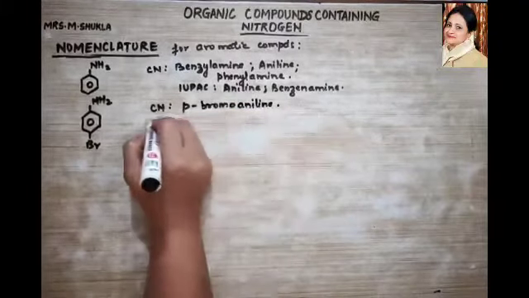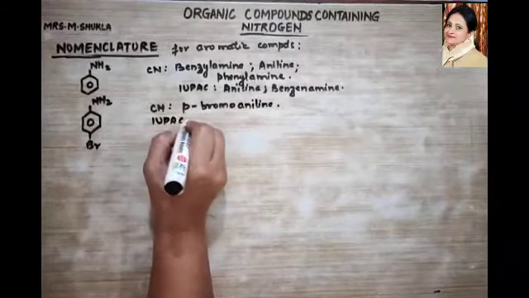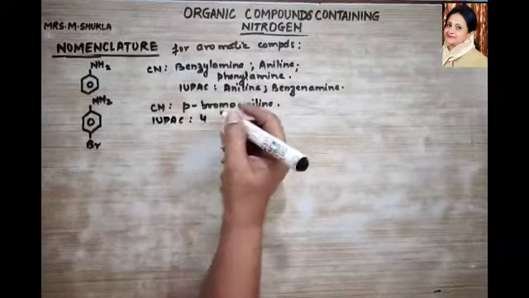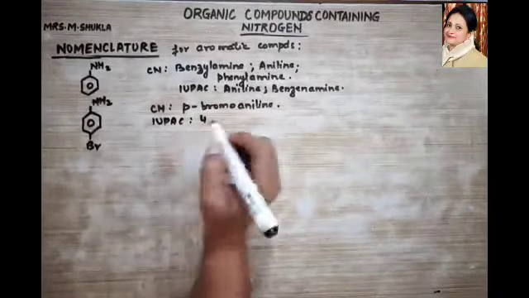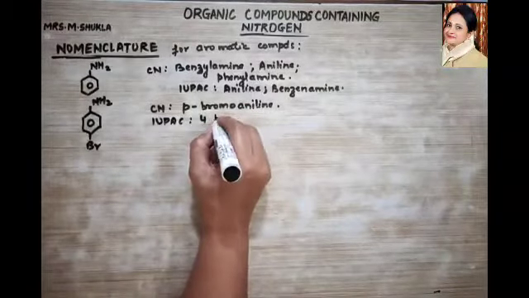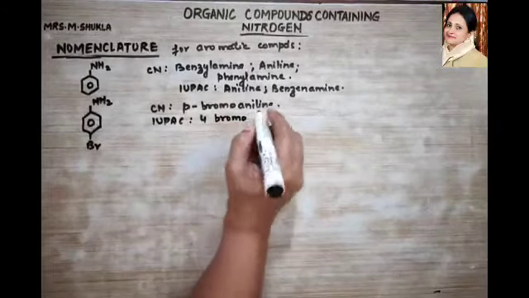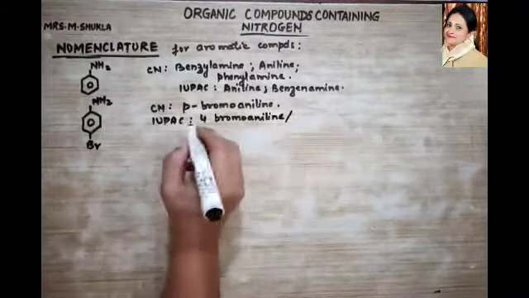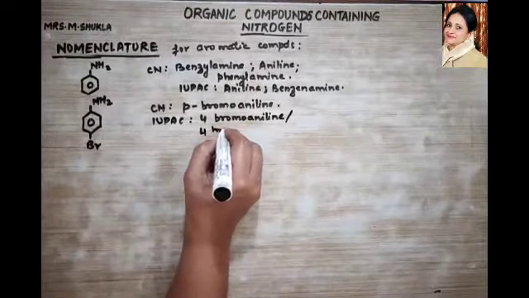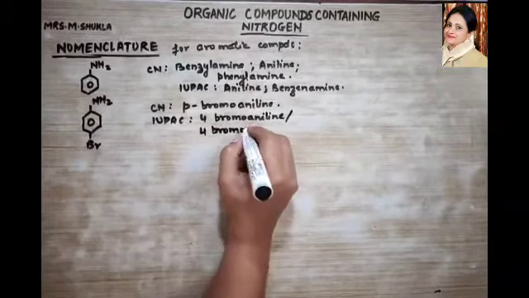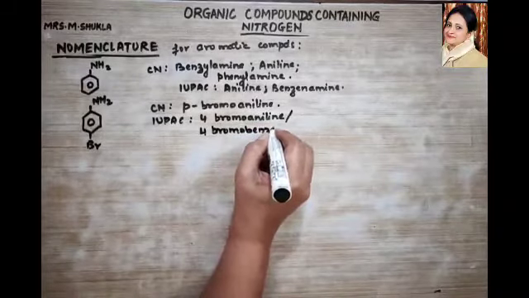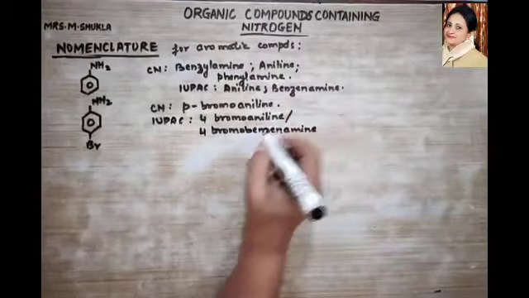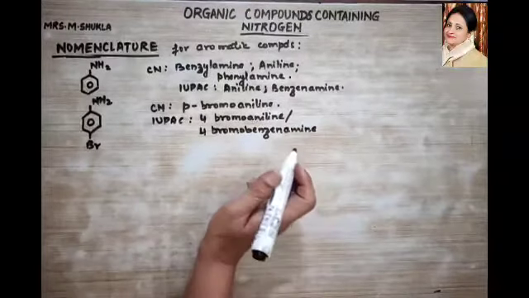Followed? Then its IUPAC name. The IUPAC name could be 4-bromoaniline. Now in IUPAC we do not write ortho, meta or para, so the position of bromine will be written as 4. This can also be written as 4-bromobenzamine, benzamine to which 4-bromo has been added.